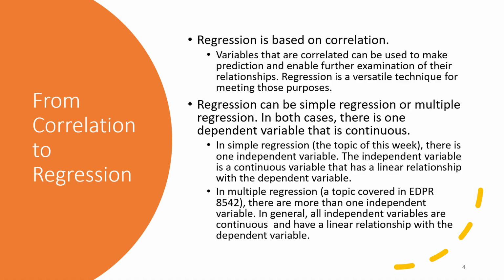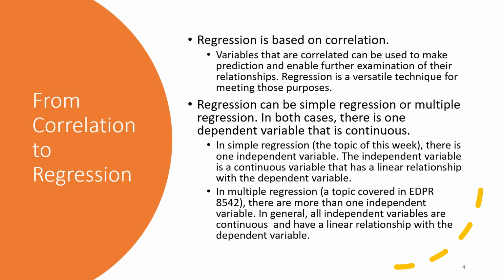First, we need to be clear that regression is based on correlation. Correlation provides a numeric index of the level of association between two variables. In contrast, regression is a versatile technique that uses correlated variables to make predictions and provides further examination of their relationships.